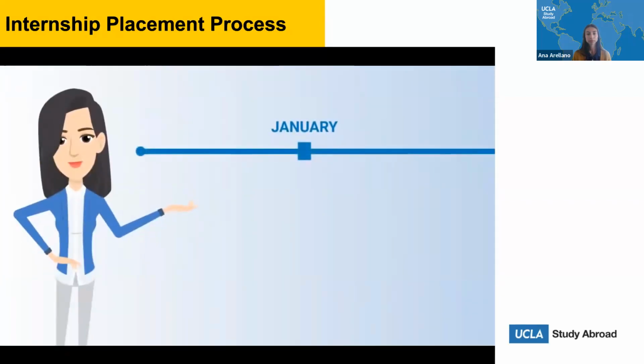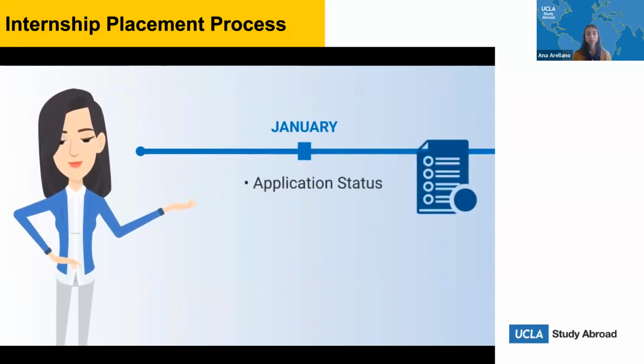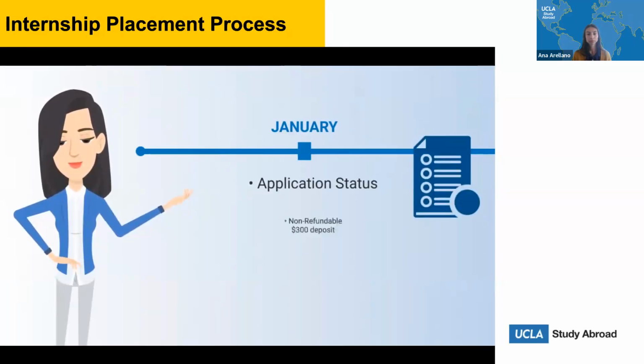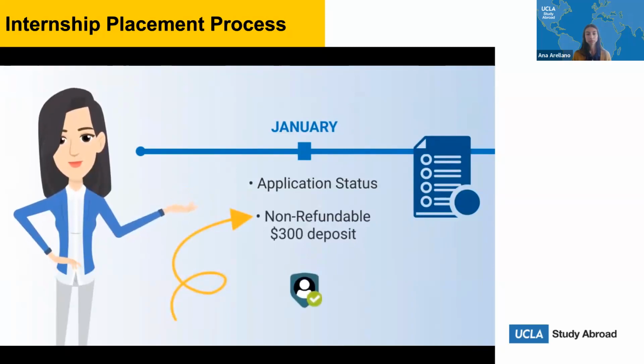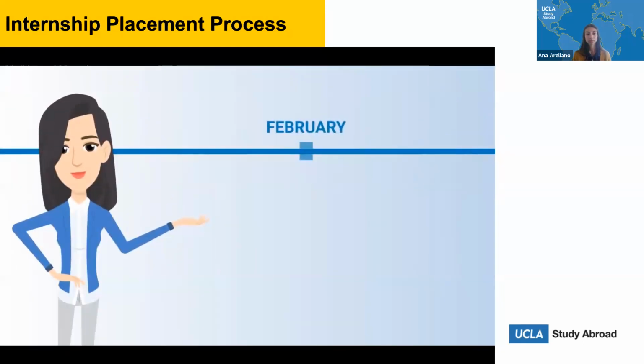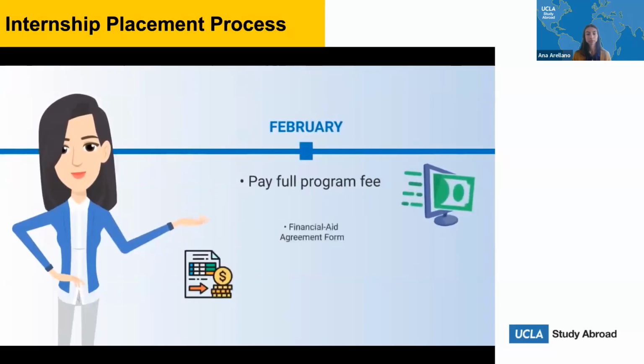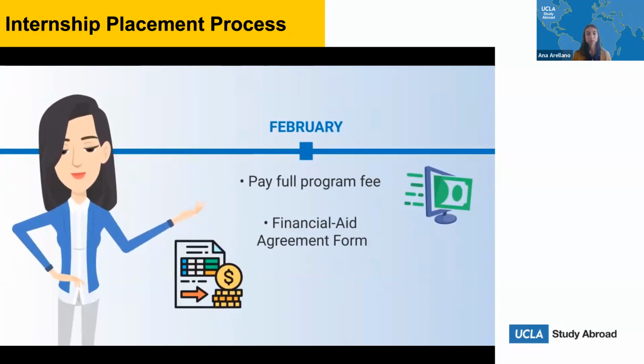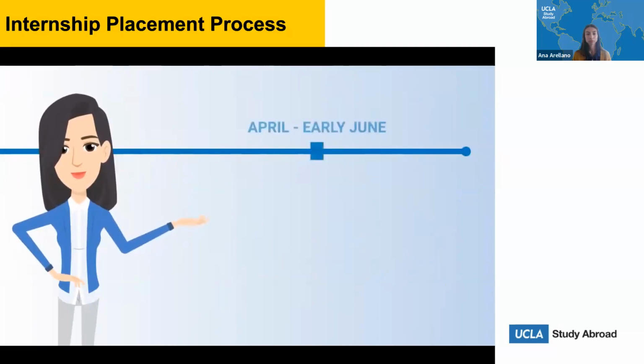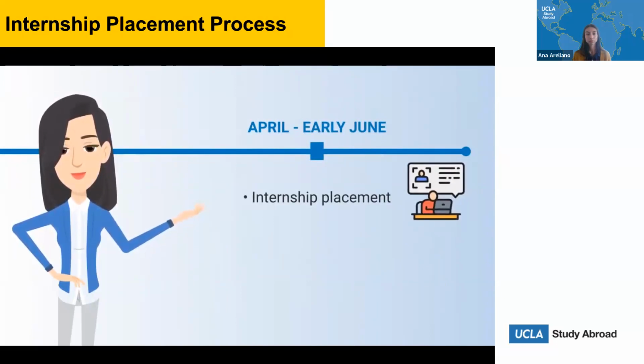In January, after an extensive review, students are notified of their application status. If accepted, they must submit a non-refundable $300 deposit to secure their spot on the program. In February, students must pay the full program fee or submit a financial aid agreement form. This payment is used to finalize and secure all program logistics, such as housing. This is also the last chance to withdraw from the program without any additional financial penalty. Starting in April and moving into early June, the internship placement process will occur. Our program partners will arrange interviews with local organizations and companies based on each student's individual goals.